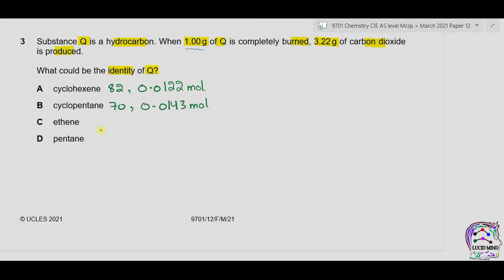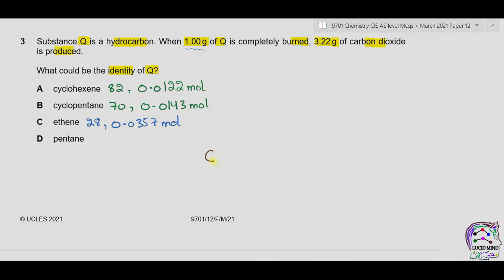In part C, we have ethene. Ethene is an alkene consisting of 2 carbon atoms. The formula is C2H4. Molecular mass is 24 plus 4, which is 28. Number of moles will be 1 divided by 28. It is equal to 0.0357 moles. So molecular mass is 28. Number of moles is 0.0357 moles.